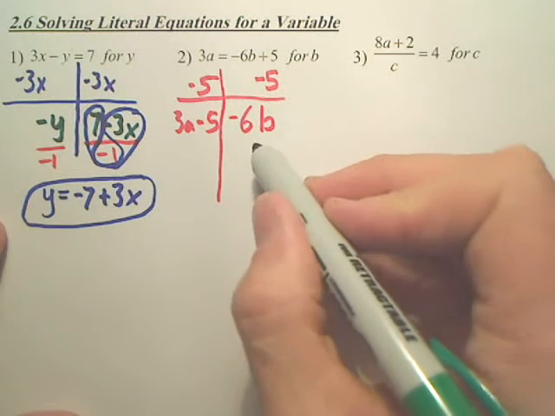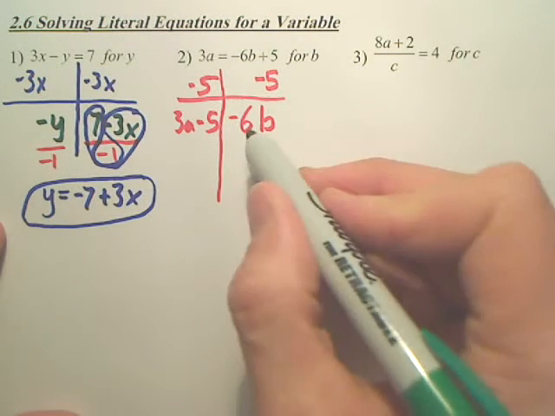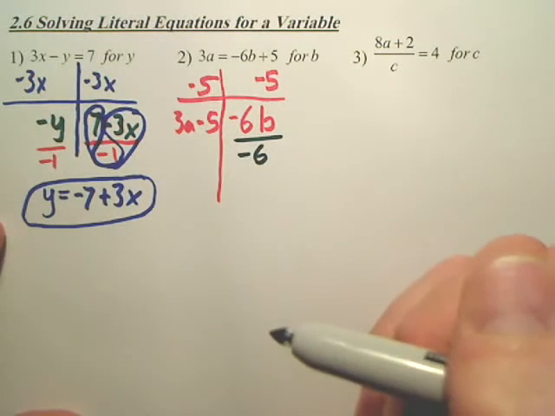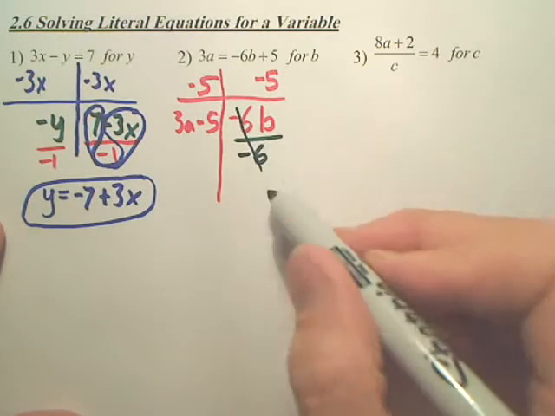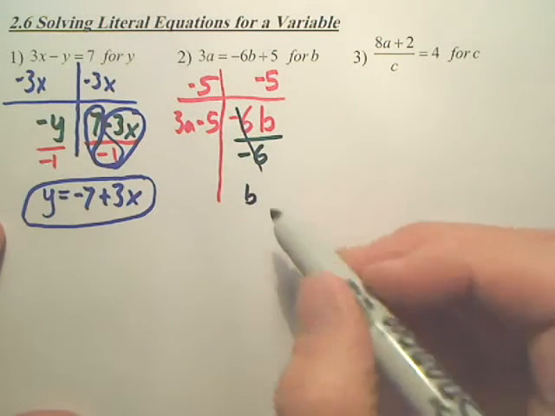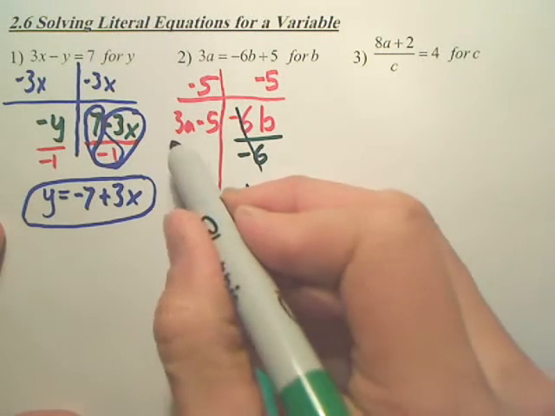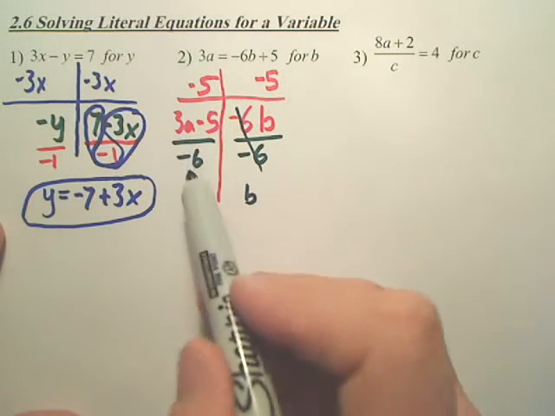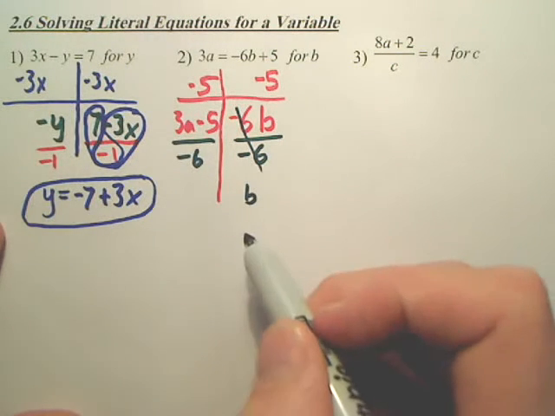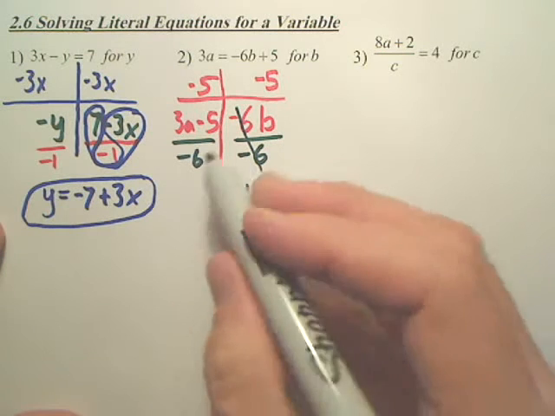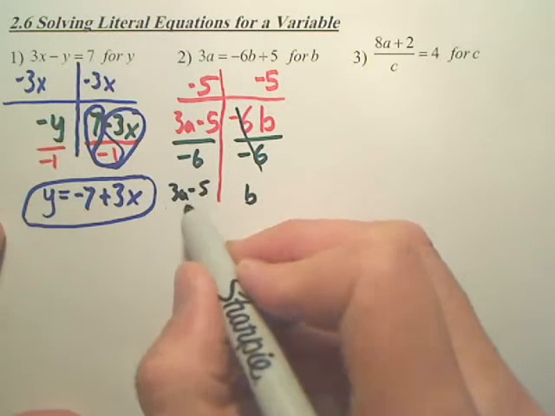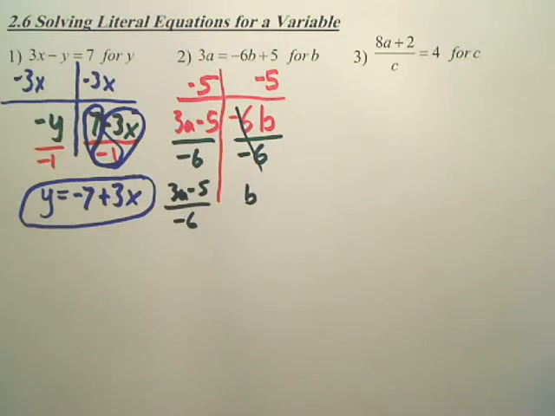Now, is b by itself yet? No. So how do you get this negative 6 off the b? You just divide by negative 6. That's gone, leaving me b. And over here, we divide by negative 6. Now, does this divide nice and neat? No. So we're just left with 3a minus 5 over negative 6.